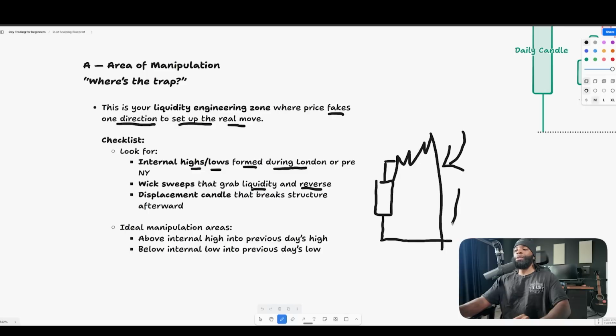A displacement candle is anything known as an engulfing candle that is twice the size of the previous candle. Ideal manipulation areas are going to be above the internal high into the previous day's high, or below internal lows into the previous day's lows. It's kind of what I just explained earlier.